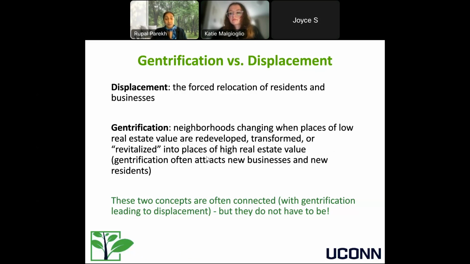This usually attracts new businesses and new residents, usually in the form of higher income backgrounds. Gentrification often leads to displacement, but it does not have to. And that is why the EPA has put more of an emphasis on minimizing displacement this year in their grants.